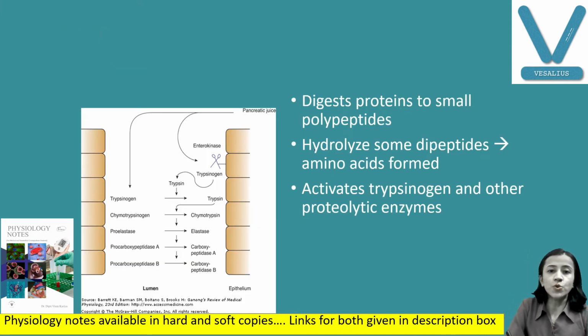Trypsin digests, as I told you, it is an endopeptidase, so it digests protein into small polypeptides. Some amino acids are also formed because it can hydrolyze some dipeptides also. And it activates trypsinogen into trypsin, and also it activates other proteolytic enzymes too.